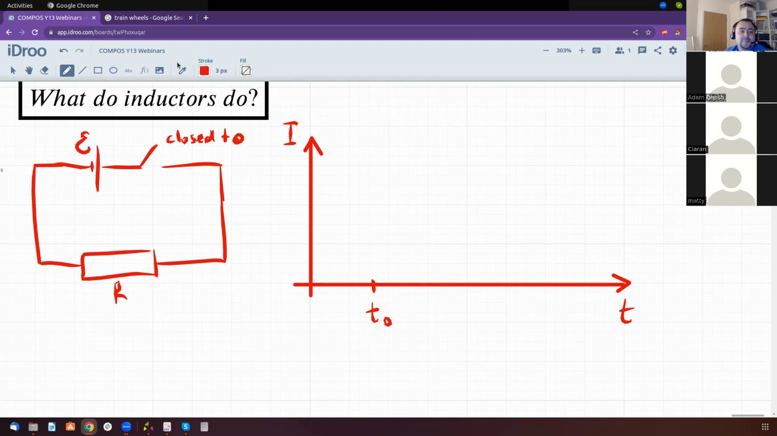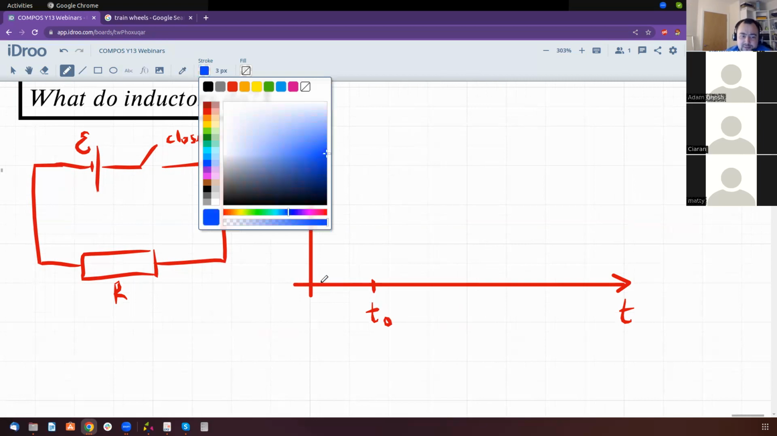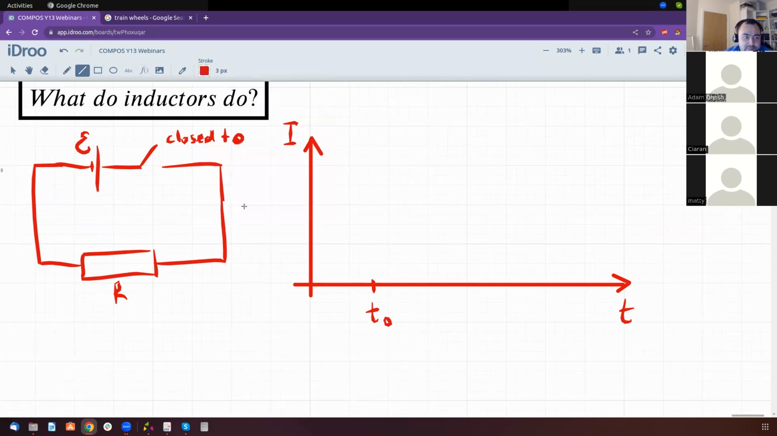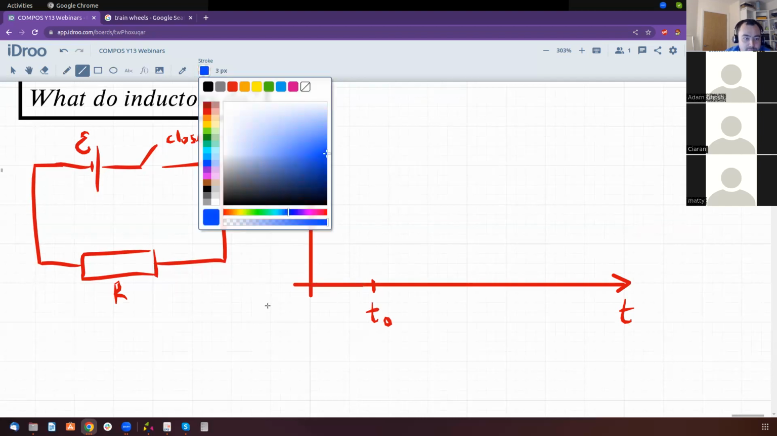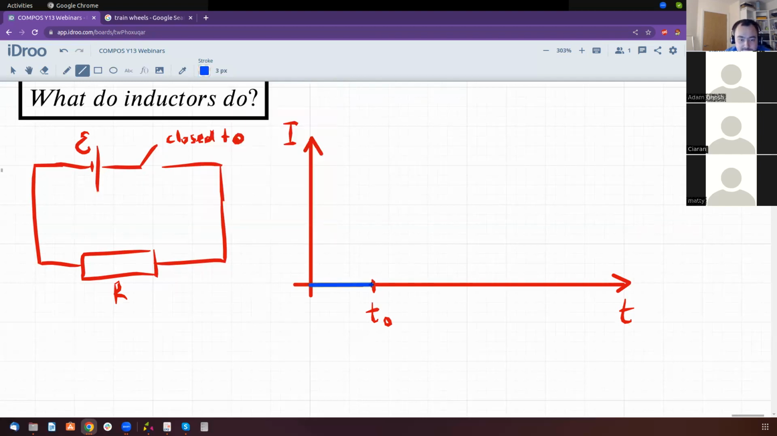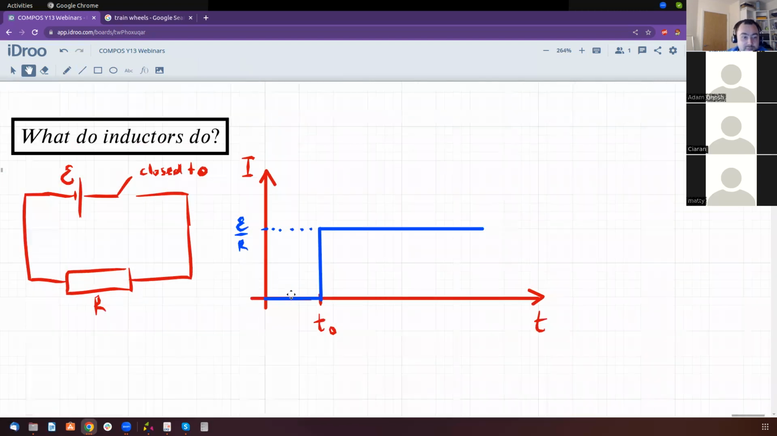No, actually, it changes like this. It's 0 until t0, and then it becomes like this. So that's the EMF over R. That's very simple. This is what happens when you switch on a resistor.